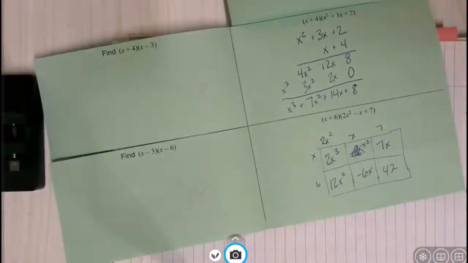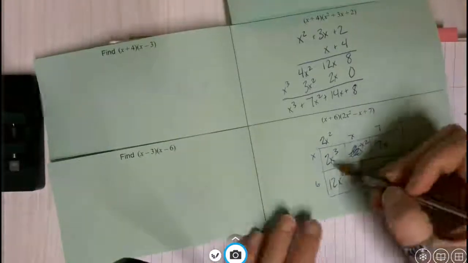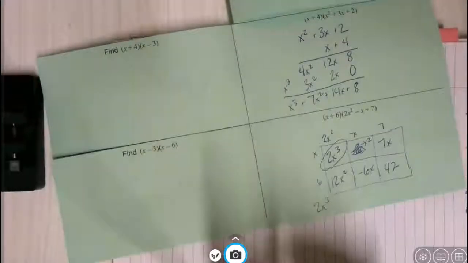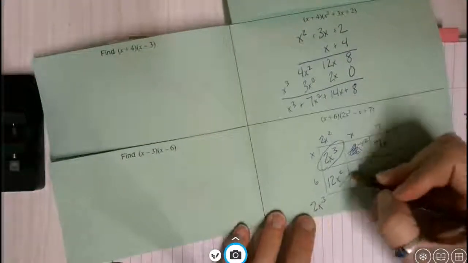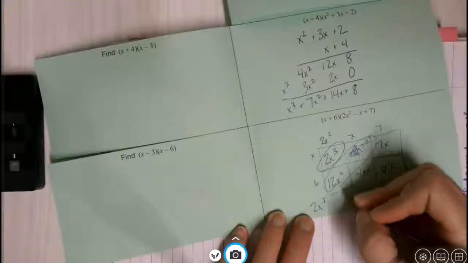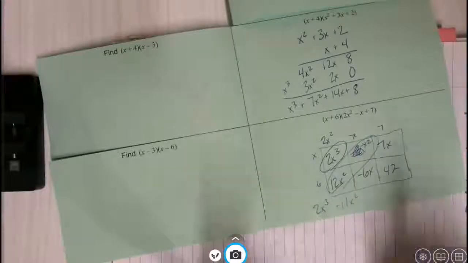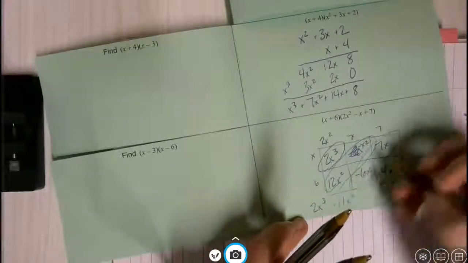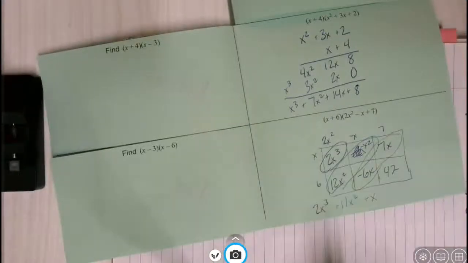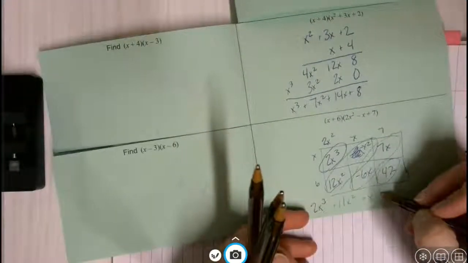So now I have all of my different terms and I can combine them. So here's my 2x cubed. Here I've got all of my x squareds. So I've got 12 minus 1 is 11x squareds. Then I have my terms with an x. So a 7 minus 6 is plus x. And then I'm left with that constant at the end.